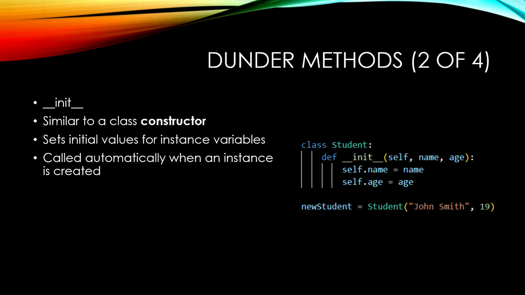So dunder init. Pretty much every class you create is going to have a dunder init. In other words, initialize. And this is going to work as a class constructor. That constructor is going to accept some data that you're going to use to define the qualities of that object. The dunder init method does exactly that. It is called automatically whenever an instance of a class is created, just like a class constructor.